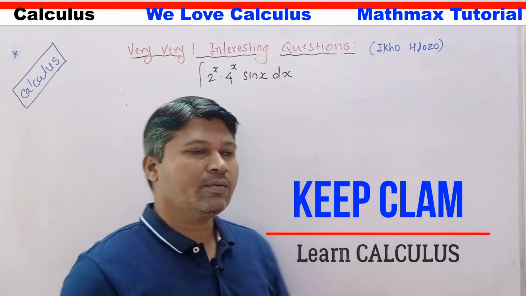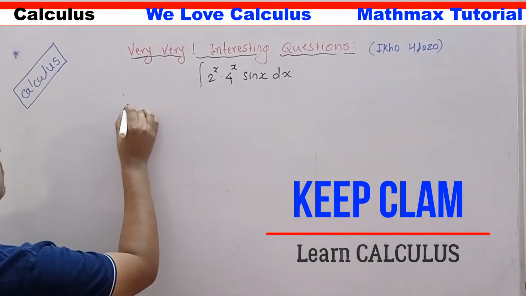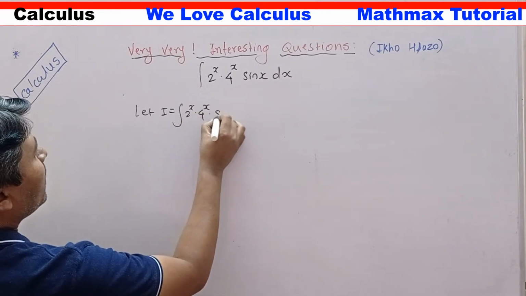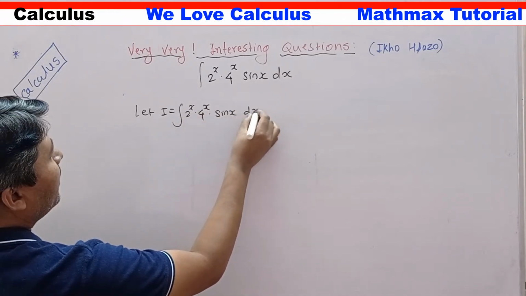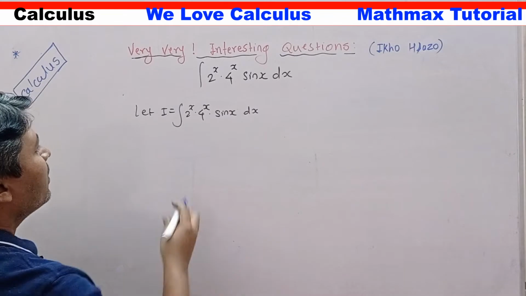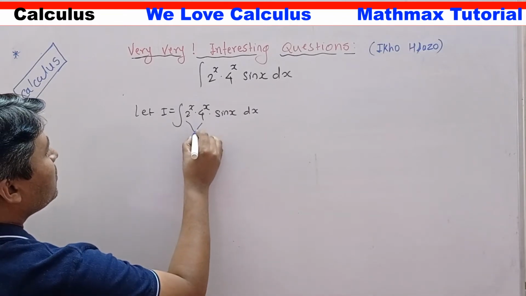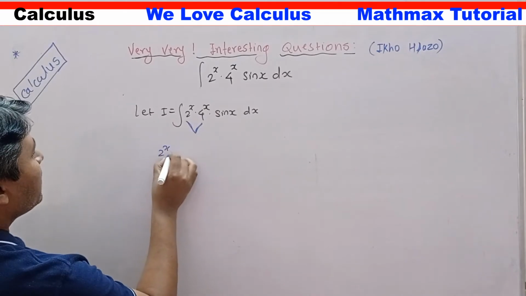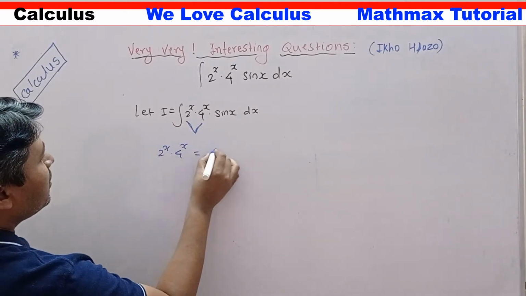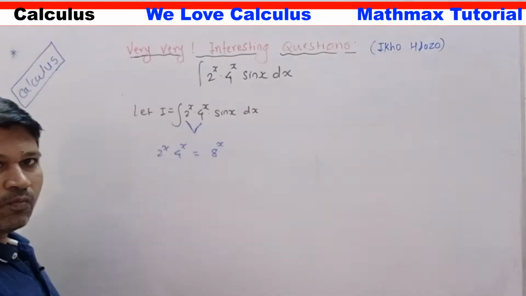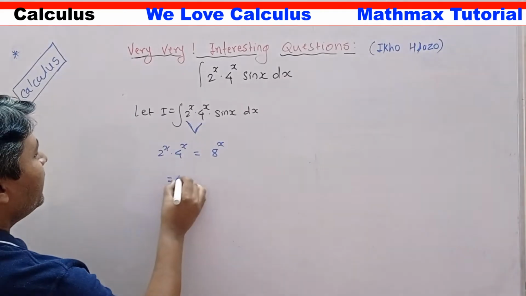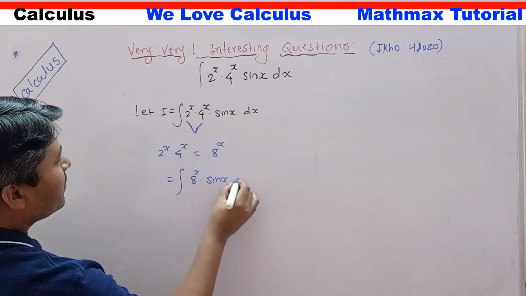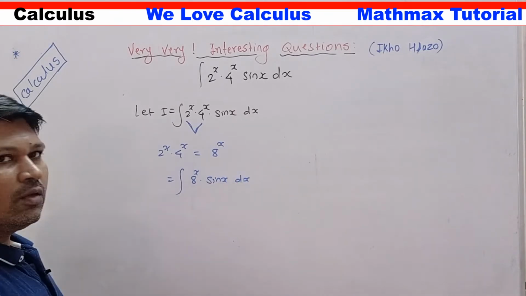Let's start. Let I is equal to the integration of 2 raised to x into 4 raised to x into sin x dx. Here we can write this term in simplified form as 2 raised to x into 4 raised to x is equal to 8 raised to x. Yes, we can do it. Then the integration becomes the integration of 8 raised to x into sin x dx.